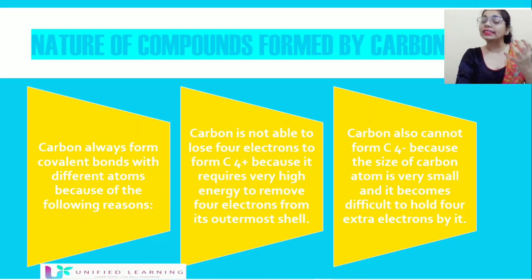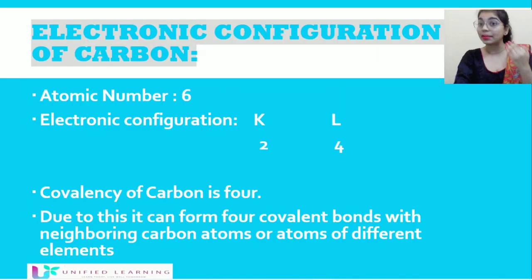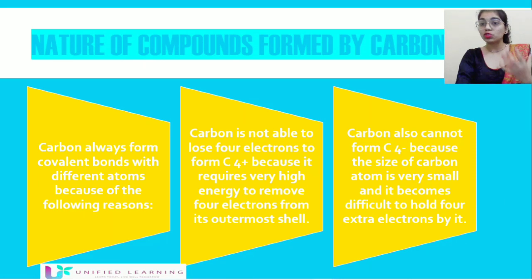That is, because carbon cannot lose its 4 electrons as they are present in the outermost shell. अभी आपने देखा कि L shell में 4 electrons हैं. अगर वो उन्हें लूज करने का सोचेगा तो उसे इतनी ज्यादा एनर्जी चाहिए जो उसके पास नहीं है. And if it wants to gain 4 electrons from any other atom, it is also difficult for carbon to hold those extra electrons.